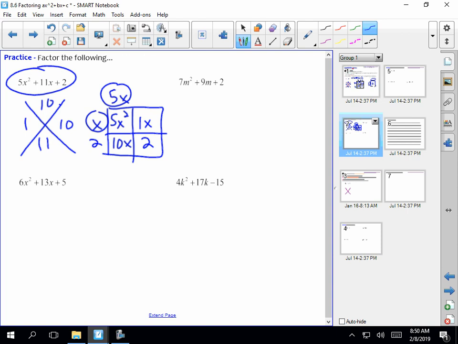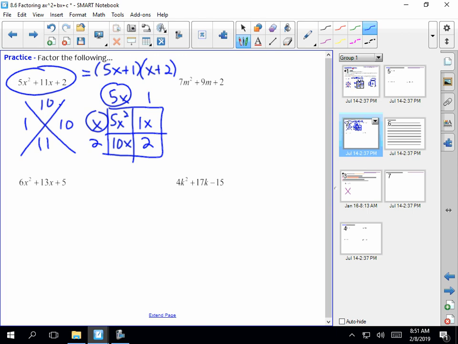If you look at it and your brain's telling you there's nothing in common, that means it's a 1. Okay, so here it is. It's going to be 5x plus 1 and x plus 2. And what you really have to understand with this X box method is that you can multiply this out to get the original. There's a built-in check. The check's right here. You don't even have to do the check. You're looking at it right here.